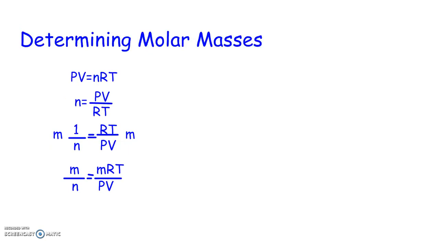If we wanted to find the molar mass, we would start with the ideal gas law. n equals PV over RT. So I have this solved for the number of moles. But what I really want is the molar mass, mass divided by number of moles. So if I invert both sides, I get 1 over n equals RT over PV. And then I can simply multiply both sides by m to get m over n, the molar mass, equals mRT over PV.